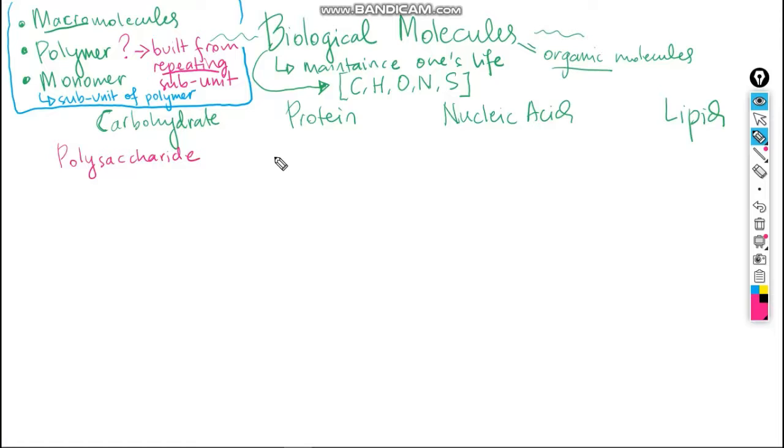So let's write down what these polymers are. What is the polymer of protein? We can call it a protein, but to make it easy to differentiate, we call it a polypeptide. And for nucleic acid, we can call it DNA or RNA, because there are two types of nucleic acid, DNA and RNA. In lipid, we have triglyceride. I just put an example because there are so many examples of lipids in nature.